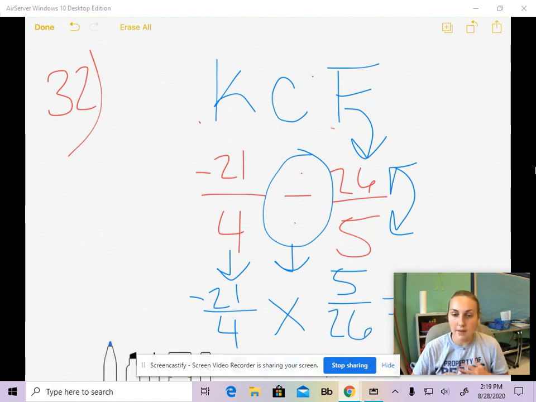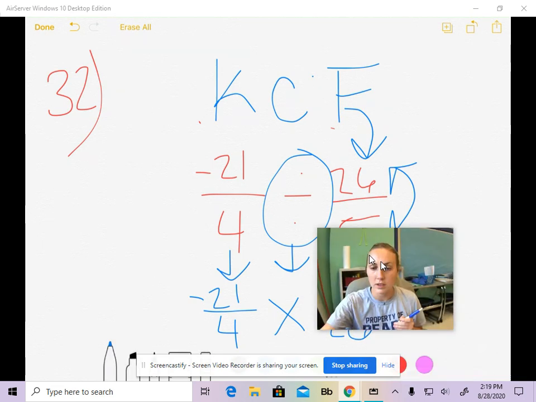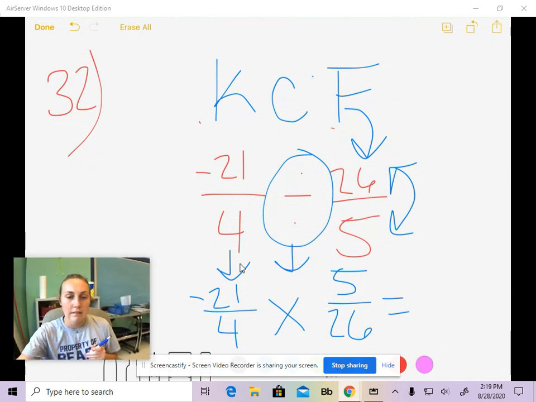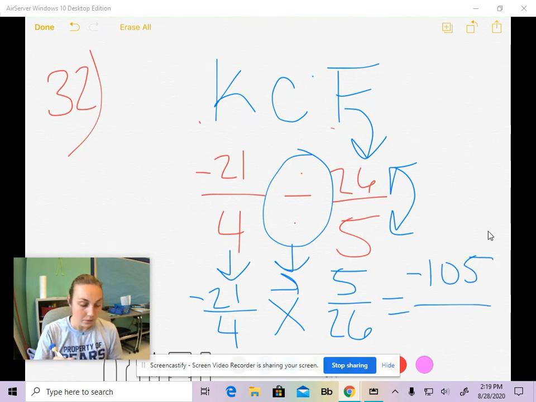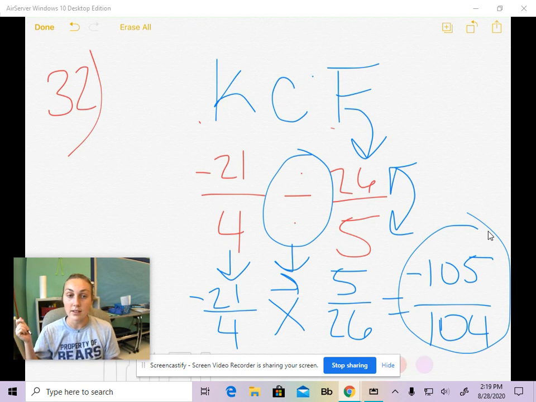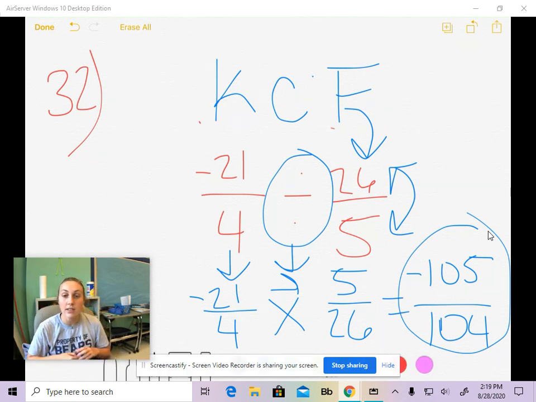And now we basically just have a multiplication problem. So all we have to do is multiply across. -21 times 5 is going to be -105. And 26 times 4 is going to be 104. And there you go, we have our answer. So again, with dividing fractions, we have to use the keep, change, flip method to take a division problem and turn it into a multiplication problem, and it makes it so much easier.